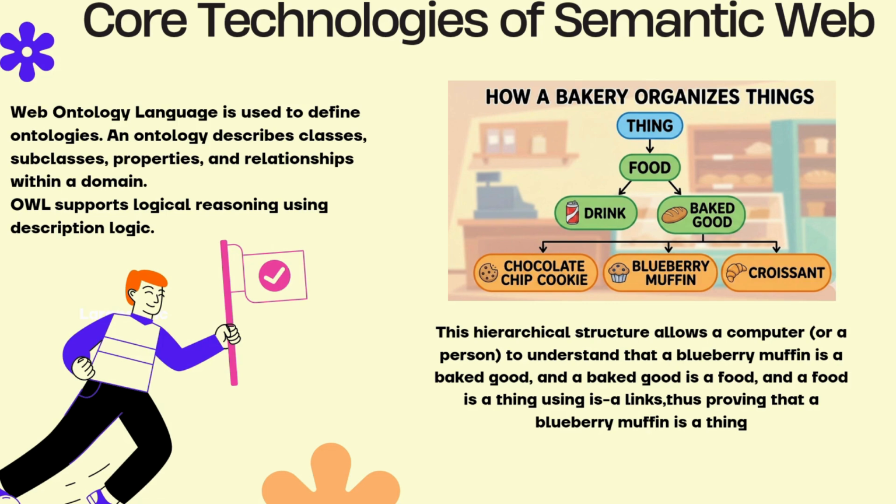Now here's where it gets powerful. Suppose I only told the system one fact: blueberry muffin is a baked good. Using the OWL structure, the system can automatically reason. If a blueberry muffin is a baked good, and a baked good is a food, and a food is a thing, then a blueberry muffin must also be a thing. The system figured that out on its own just by following the chain. This is called logical inference.